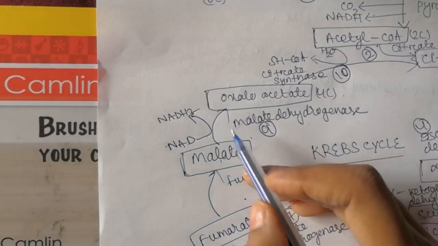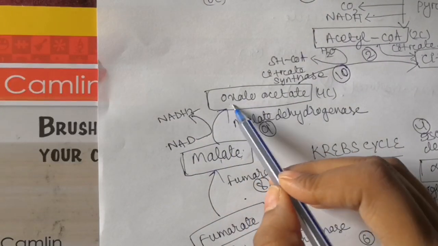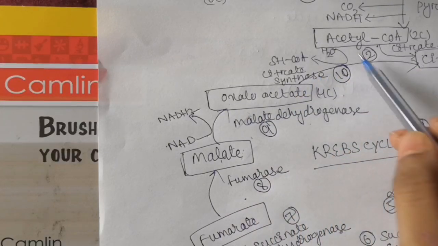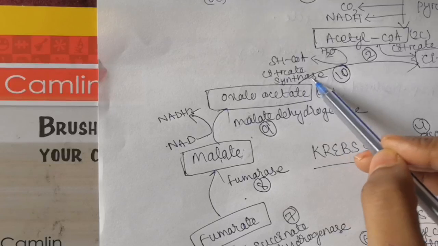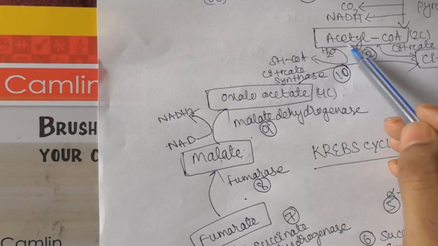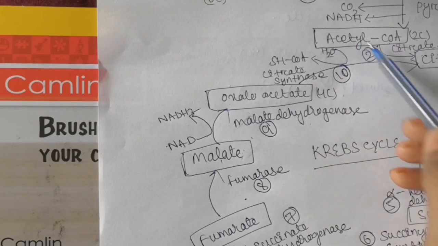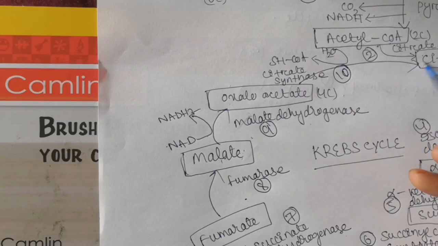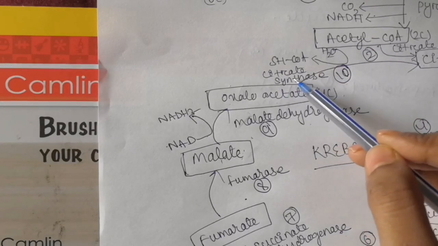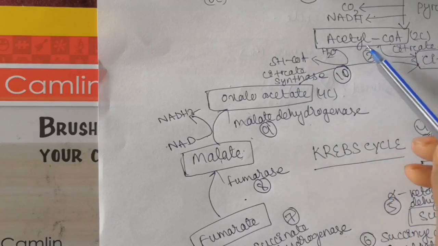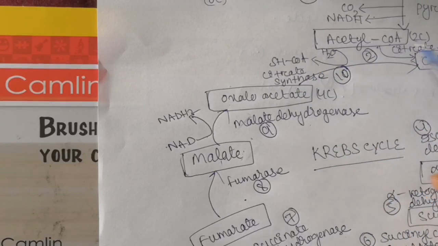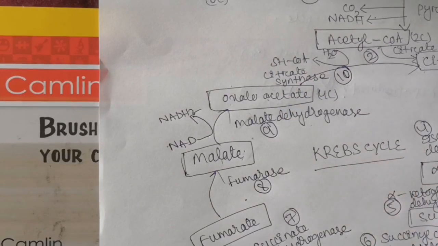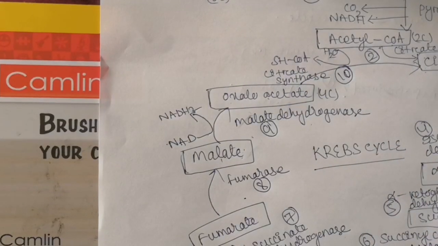And again, oxaloacetate is converted into citrate by citrate synthase, along with the addition of acetyl coenzyme A. Acetyl coenzyme A and oxaloacetate are both added to form citrate by the enzyme citrate synthase.